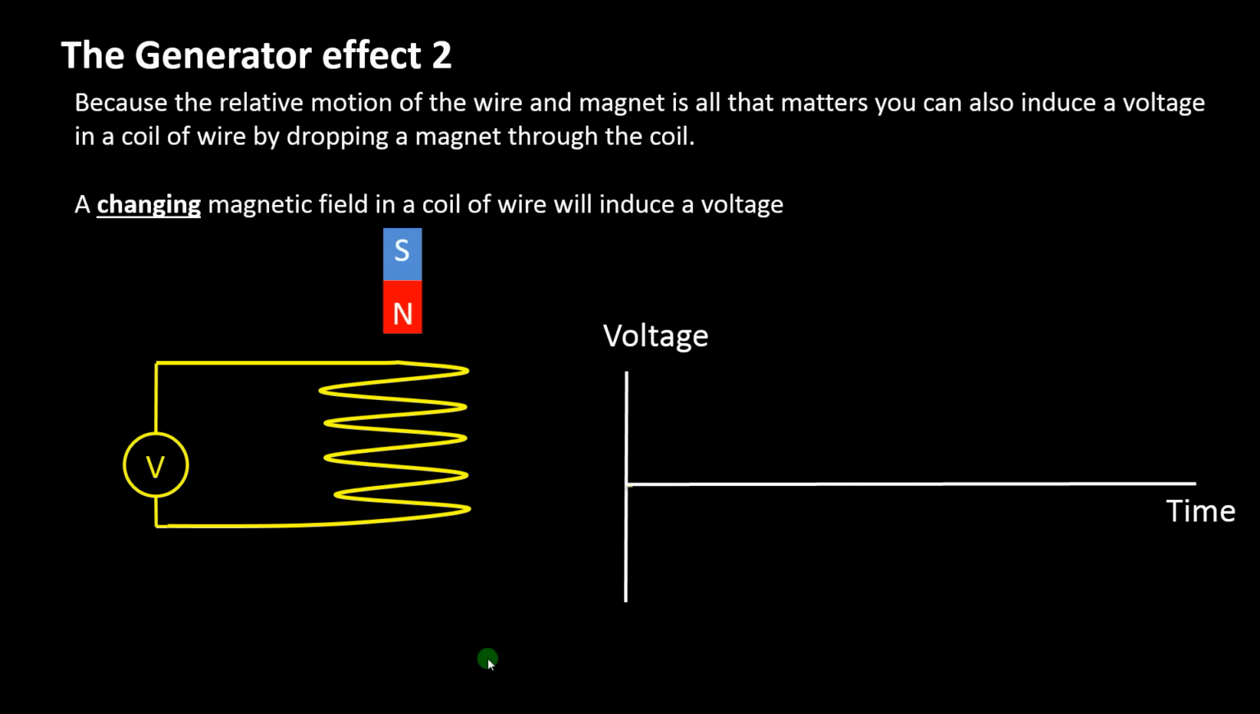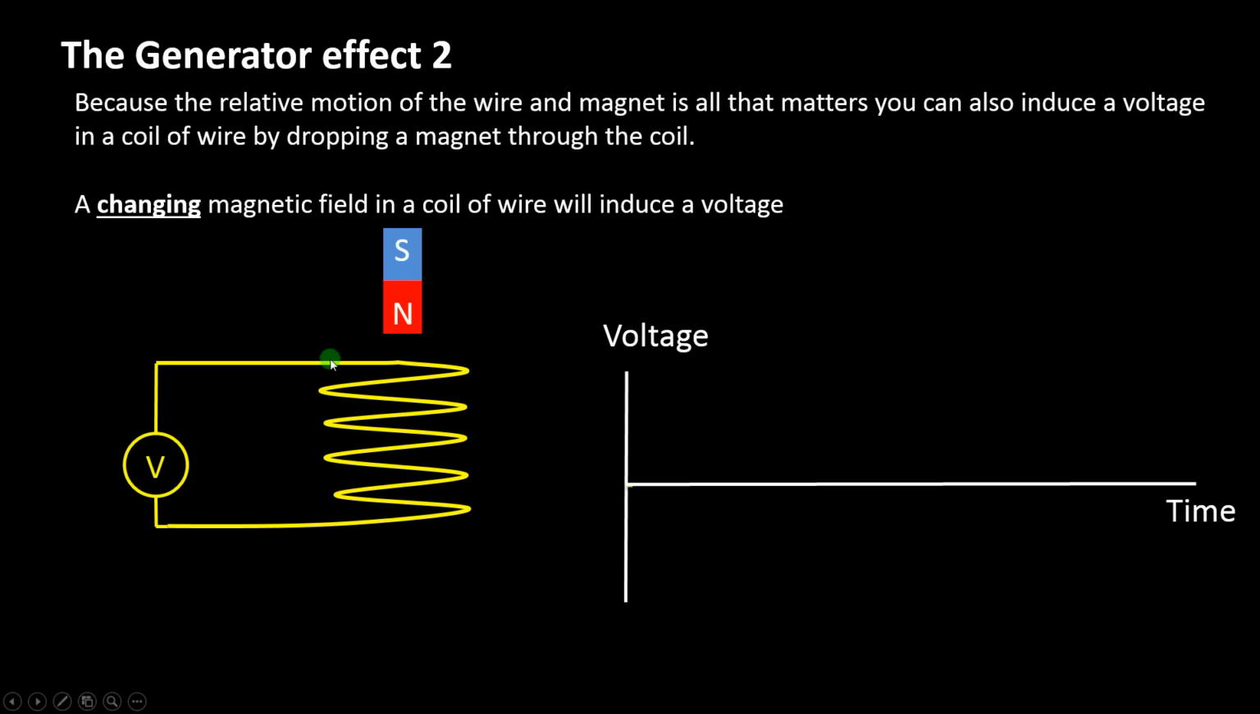Okay, the alternative approach to thinking about how a generator works is the idea that we need this motion, but we don't really care whether actually it's the wire moving or the magnet moving. So as long as there's motion between the two of them relative to each other, then we'll still get a generator effect. This version of the explanation works better when you've got coils of wire, and what we're doing here is we're taking a magnet and we are dropping it through a coil of wire that is attached to a voltmeter here.